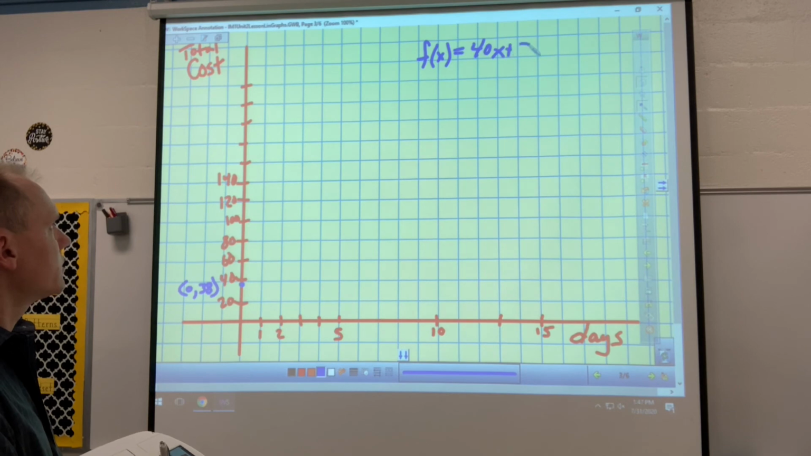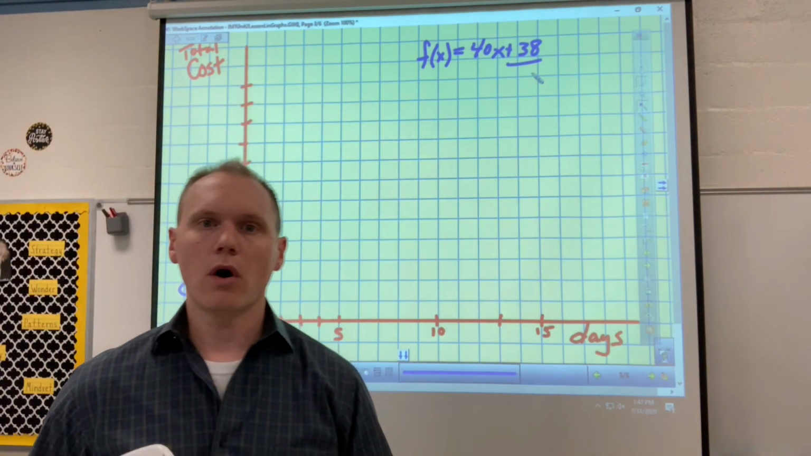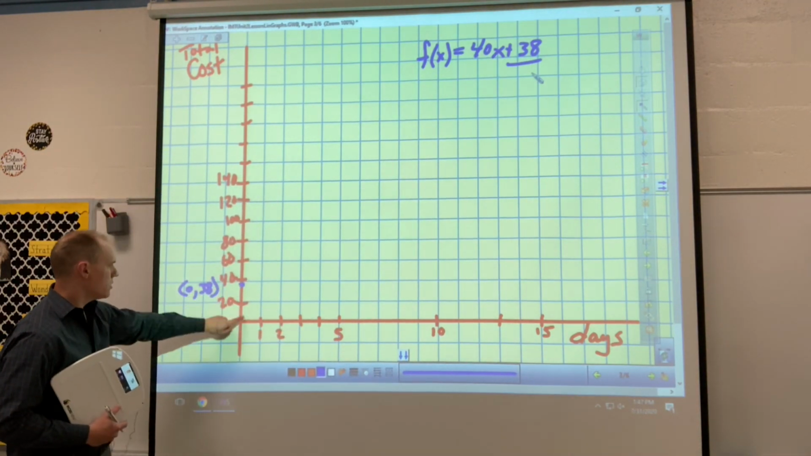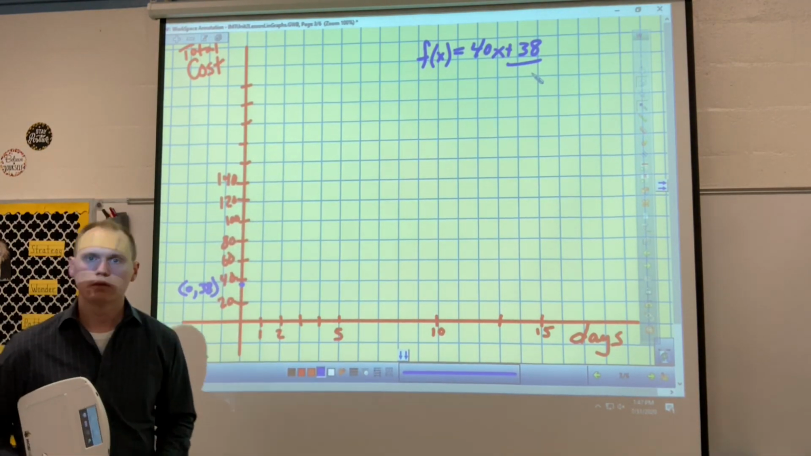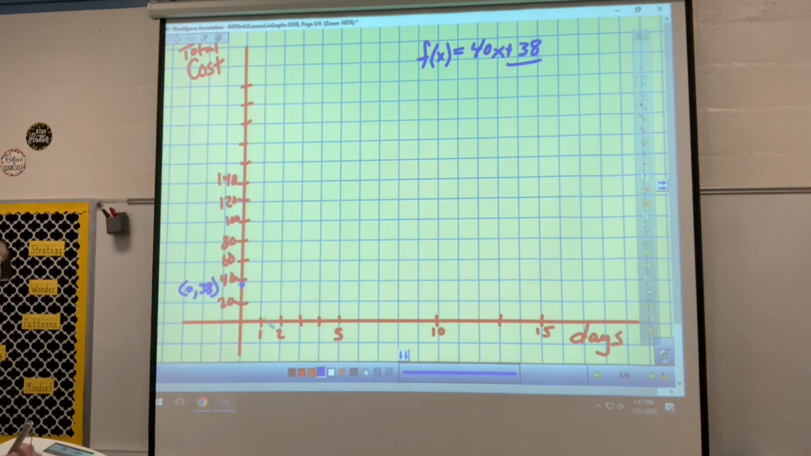40x plus 38. This value here on the end, that constant value, will always be the y-intercept. Right? It's the y value when x is 0. Okay, so let's continue on and plot some of these other points.